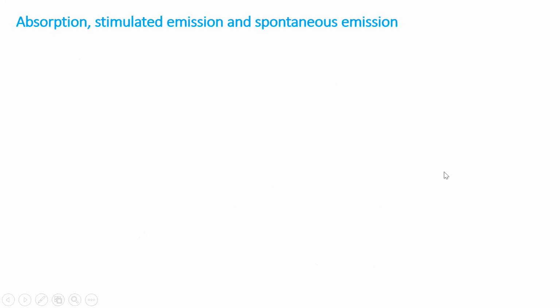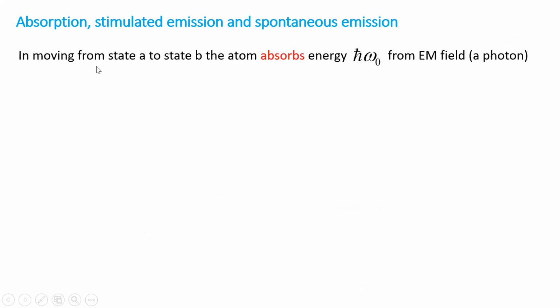Okay, so let's talk about absorption, stimulated emission, and spontaneous emission. So in the previous expression, if we move from the lower energy state A to the upper energy state B, we say the atom absorbs an energy H bar omega naught from the electromagnetic field, because it's going up in energy, so it must be absorbing energy from the electric and magnetic field that it's interacting with. And we usually call that H bar omega naught energy a photon, okay, a little packet of energy. So that's absorption.